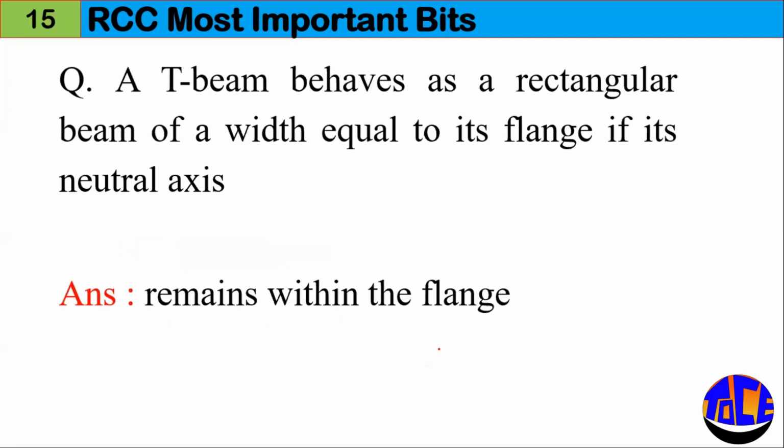Remember. Question number 15. A T-beam behaves as a rectangular beam of a width equal to its flange if its neutral axis remains within the flange. If the neutral axis remains within the flange, that means, here you have a T-beam, this is your neutral axis, then this will be designed as a rectangular beam.